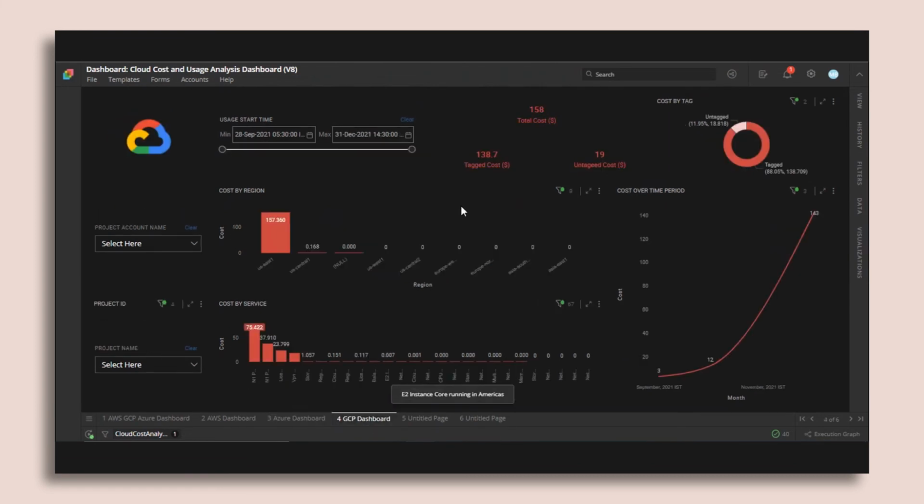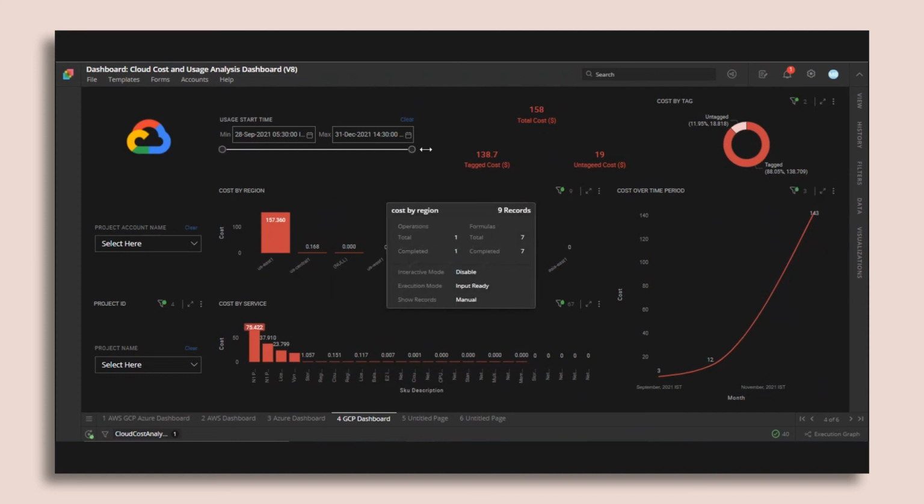Similarly, with GCP, we are able to see the entire GCP utilization, right? So we know that for GCP, the tag policy is enforced much more properly. At least 88% of resources are tagged, right? So this is how you can do end-to-end monitoring across different cloud providers rather than relying on individual tools for each of the cloud providers.